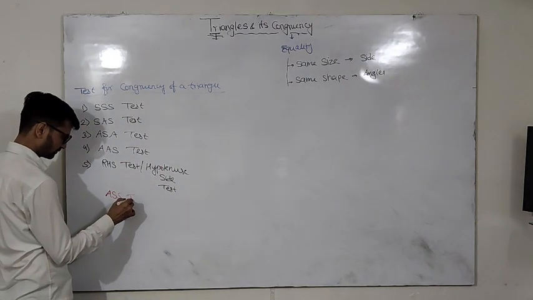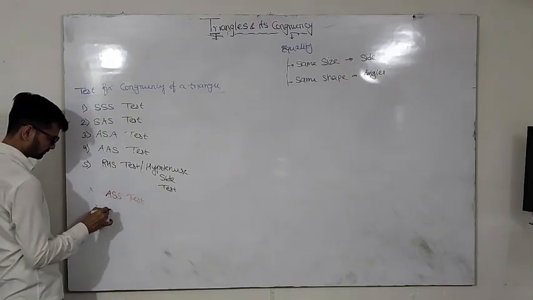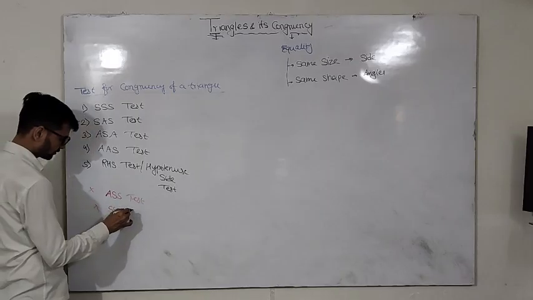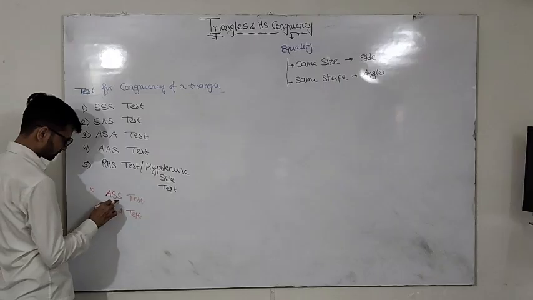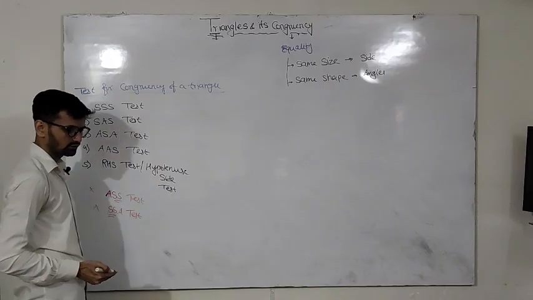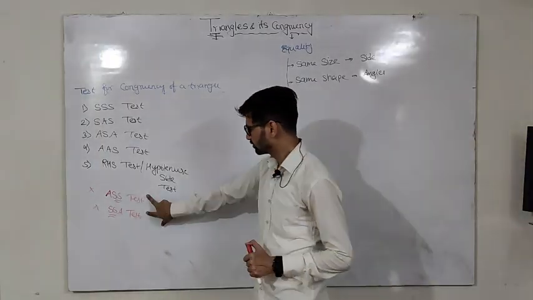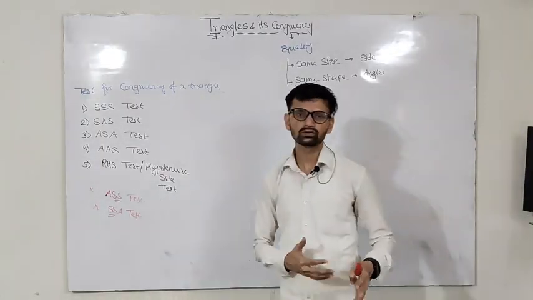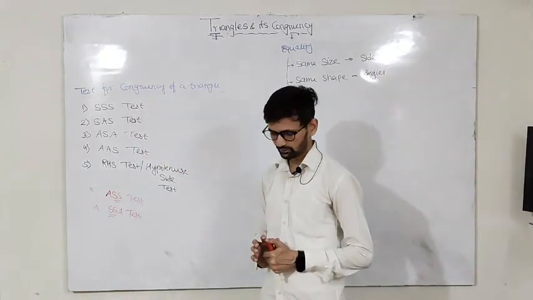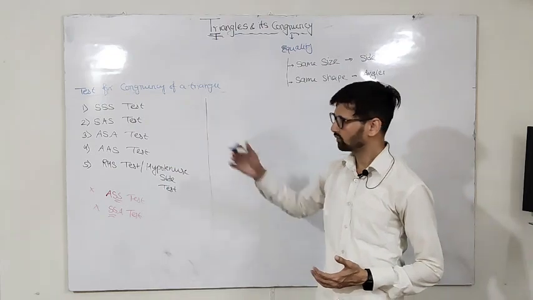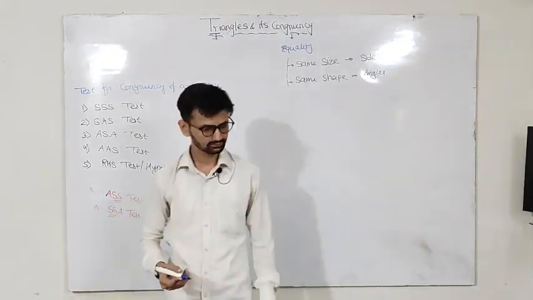ASS test and SSA test, where two sides are together. We can't use this test where two sides are together because these triangles may not be congruent, these combinations may not be congruent, but these we can apply. So let's have a look at the first example, which is SSS test.